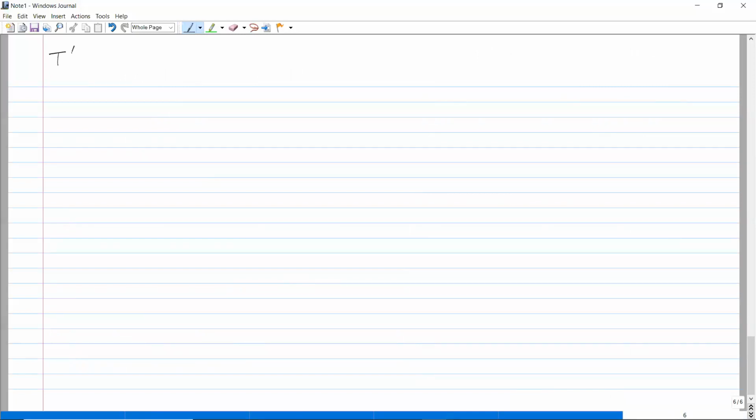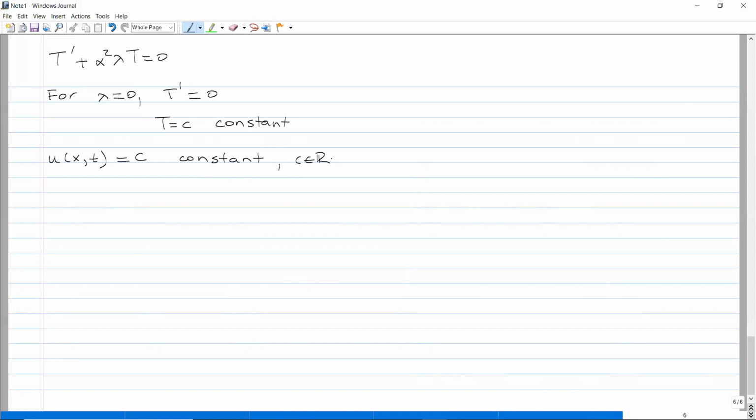T, what was the equation? T prime plus alpha squared lambda t equals 0. For lambda equals 0, the equation becomes t prime equal to 0. So t equals c constant is a solution. So the corresponding solution u of x, t is going to be c constant. So for any constant, we get a solution.